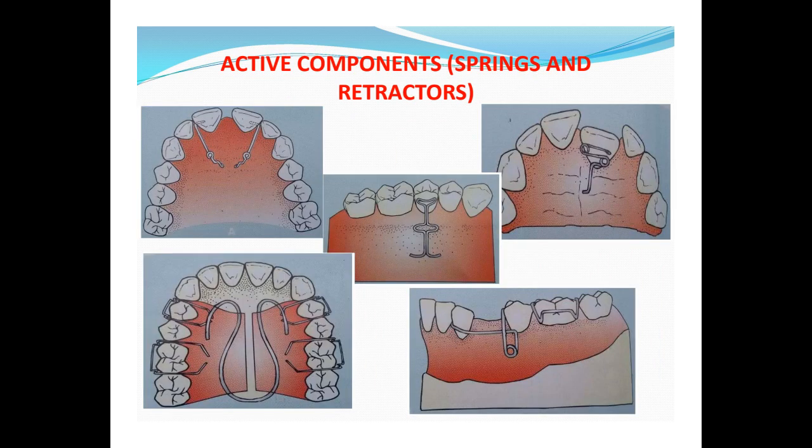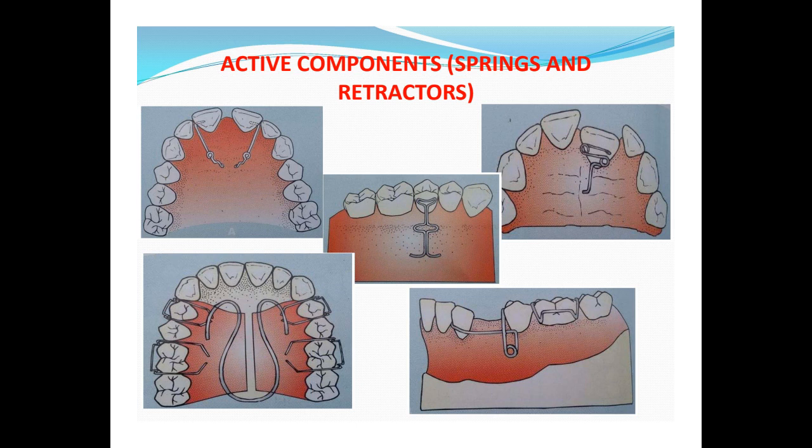Then you have something called springs or retractors. A thin wire is given multiple turns in the form of a coil, so it is called a spring. What is the basic action of a spring? Once you turn the wire in the form of a coil, it becomes like a spring, so it wants to come back to its original position. So it exerts force, and when it is exerting force, it is causing some tooth movement.